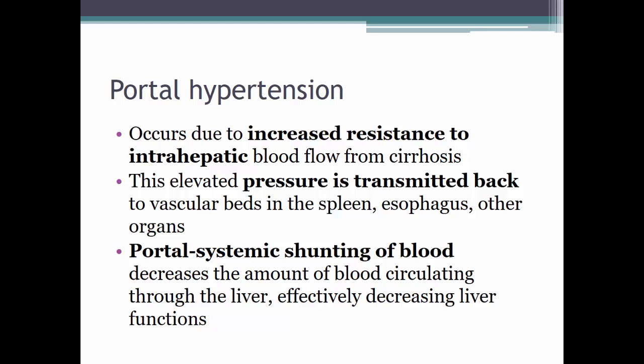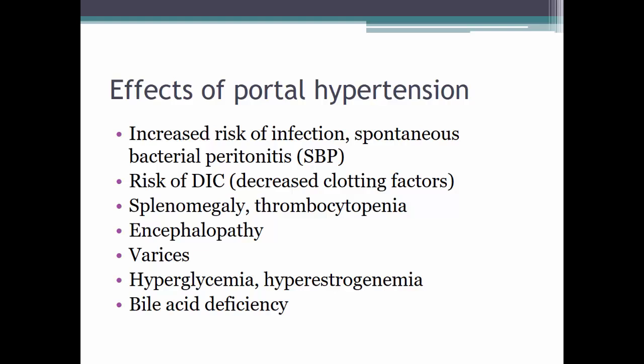That shunting that is produced from the high pressure to the lower pressure is basically what produces the decrease in vascular resistance and blood volume that decreases pressure in the portal system. Major complications associated with portal hypertension would be risk of infection due to a lot of translocation of bacteria at the level of the peritoneum, producing bacterial peritonitis.